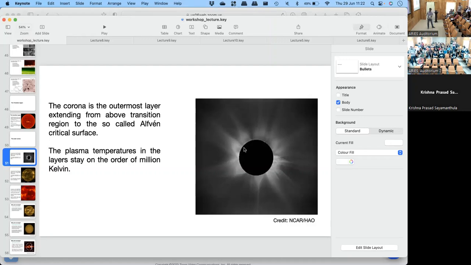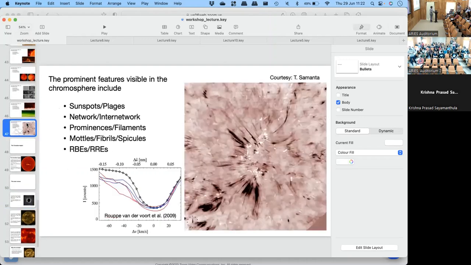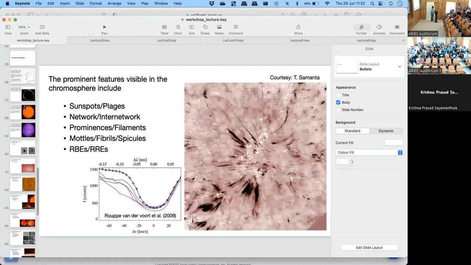And what is the Alfven critical surface? Yes, that's what I spoke about. It is a surface where the magnetic field no longer has control of the plasma, which means the plasma beta again becomes greater than 1. Let me go to that slide.